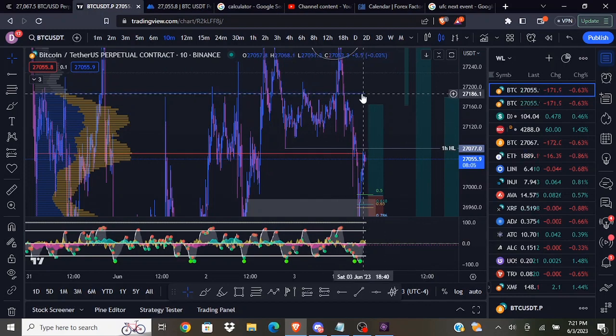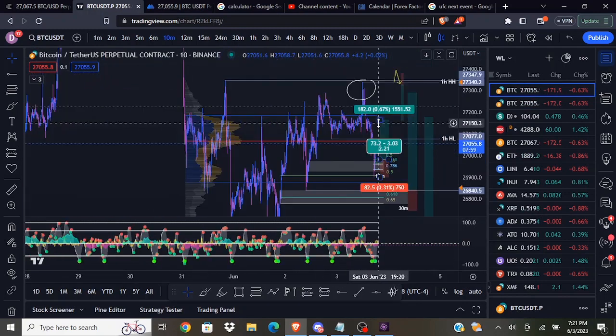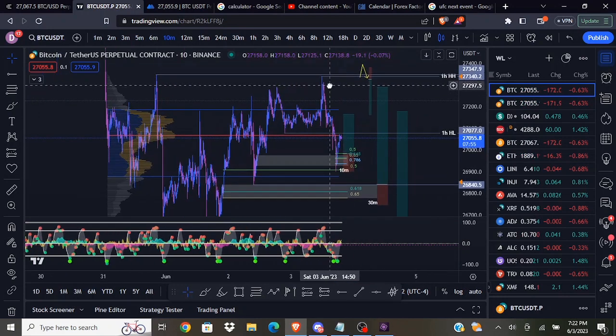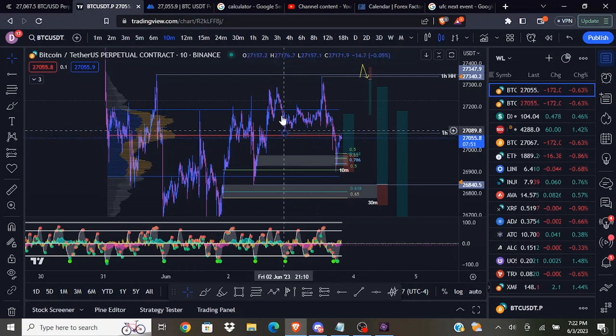My next target is going to be around the highs of the range, and yeah, that was the only trade I have taken today. Now in terms of developments here, we have potentially broken the 1 hour uptrend, depending on how you look at it.